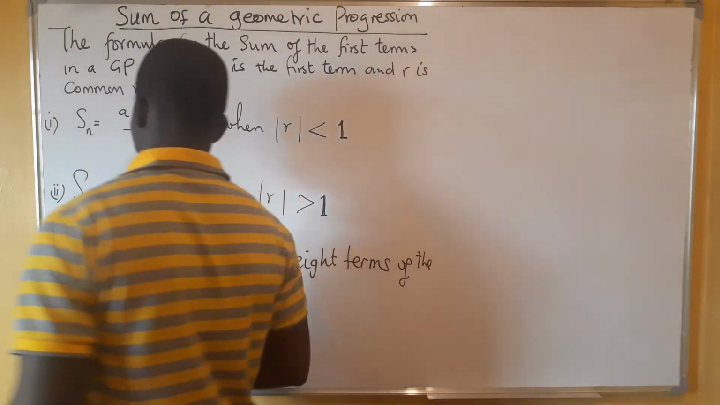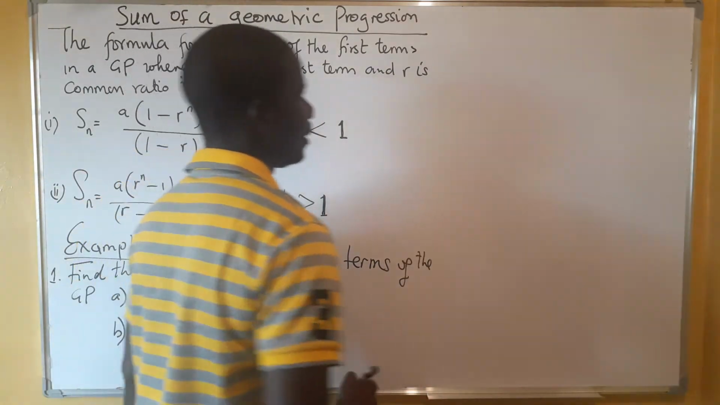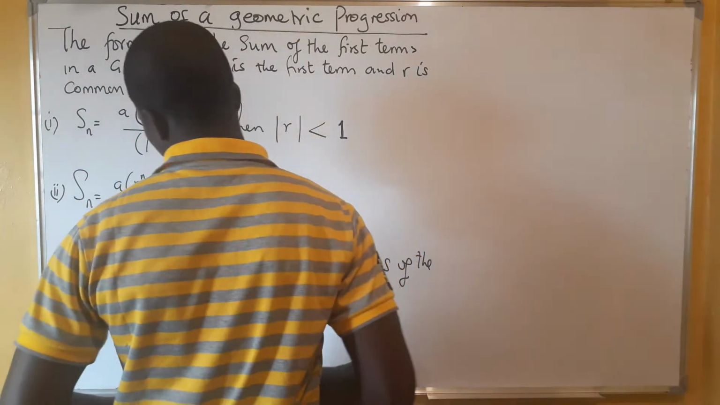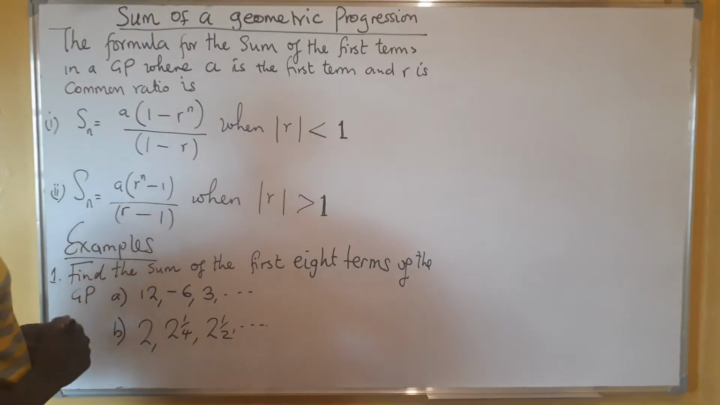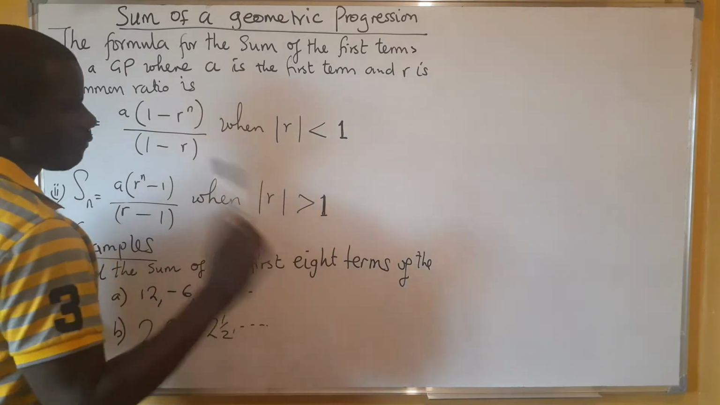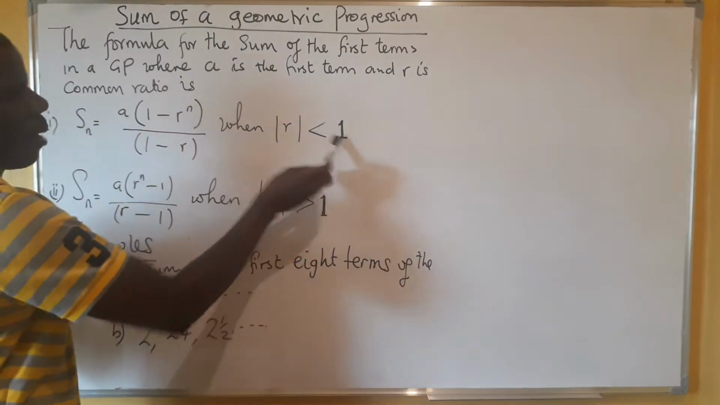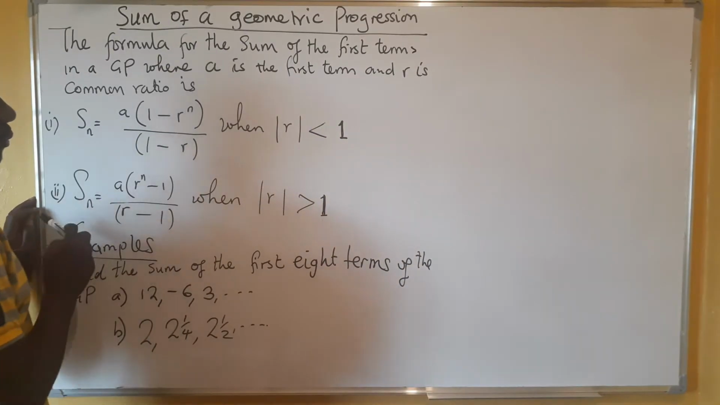Now, you need to have a calculator. For me, I do not have one, so maybe at some point I'll leave it if it's difficult to simplify and it's going to consume much of our time. So when R in its absolute form is less than 1, we use this formula.